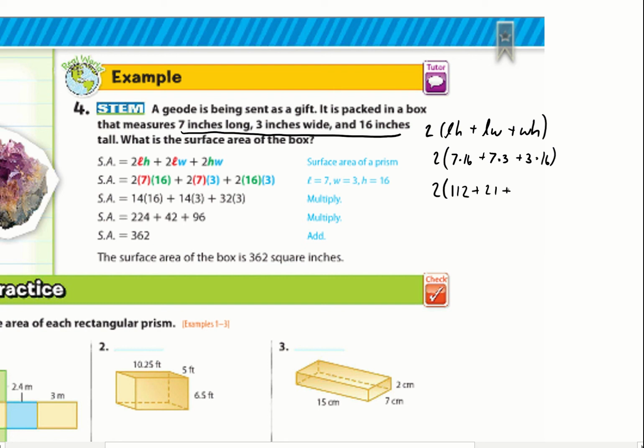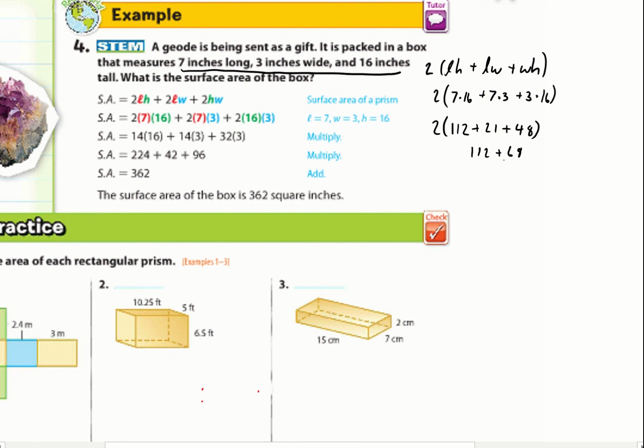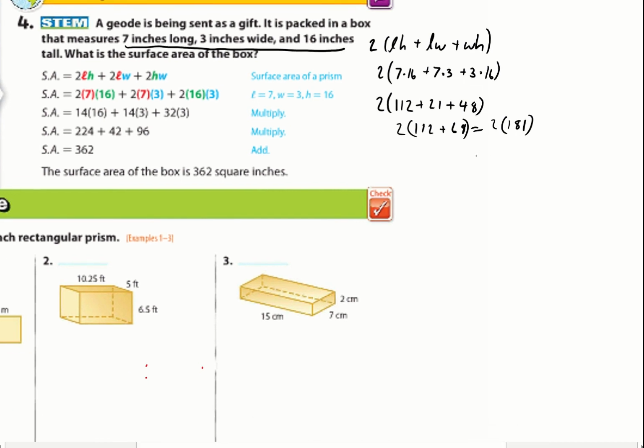Plus 7 times 3 is 21. Plus 3 times 10 is 30. 3 times 6 is 18. So it's 48. So 21 plus 48 is 69. Yeah, get excited. And then 112 plus 69 is 181. And we still have to multiply that by 2. So 2 times 181 is going to be 362. So 362 inches squared.